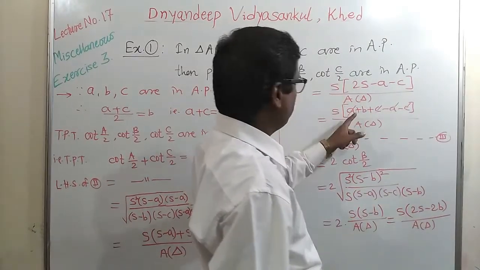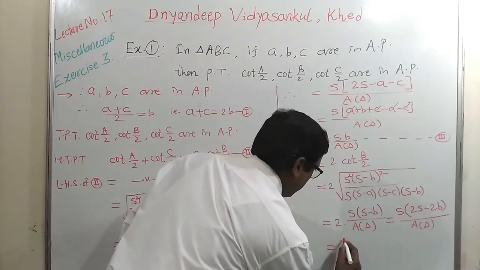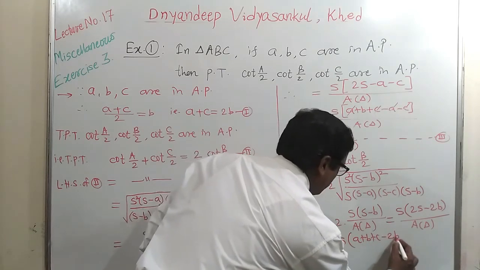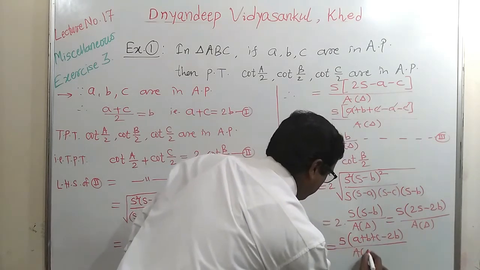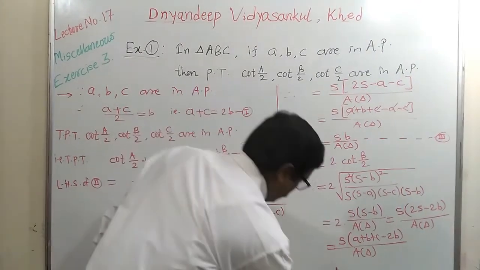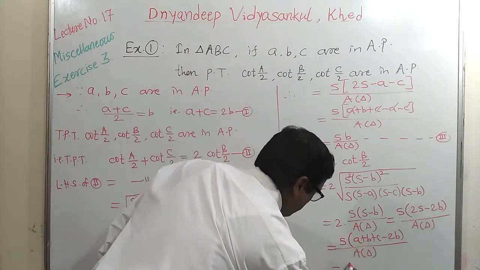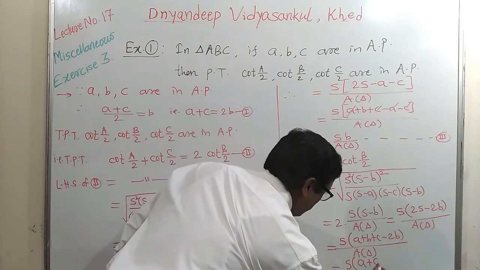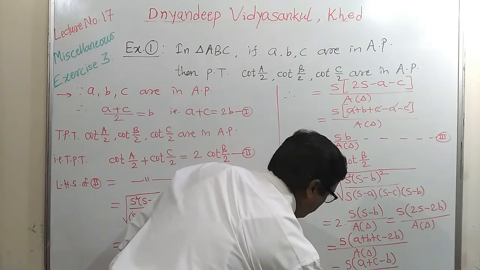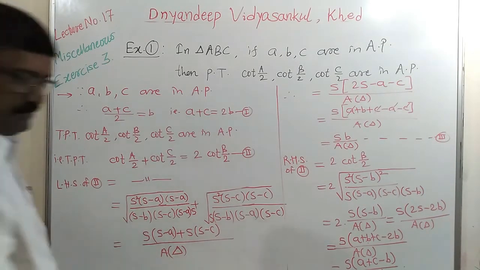Now 2s is once again a plus b plus c, so put that. It is equal to s into a plus b plus c minus 2b, whole divided by area of triangle. Now once again one b gets cancelled, remains a plus c, so s into a plus c minus b upon area of triangle.